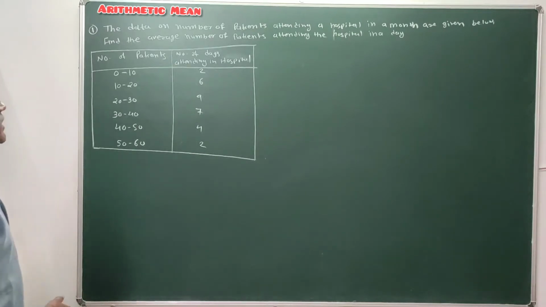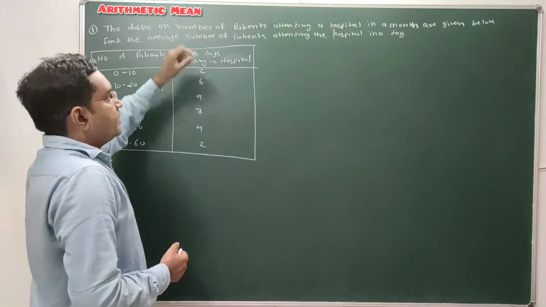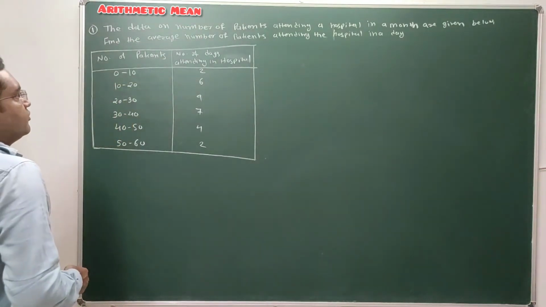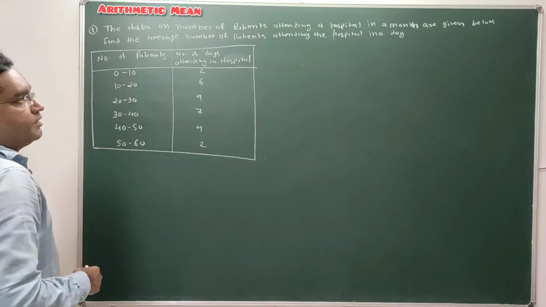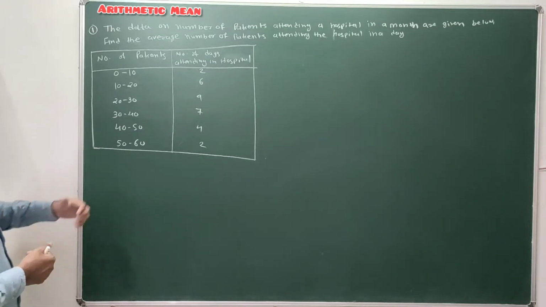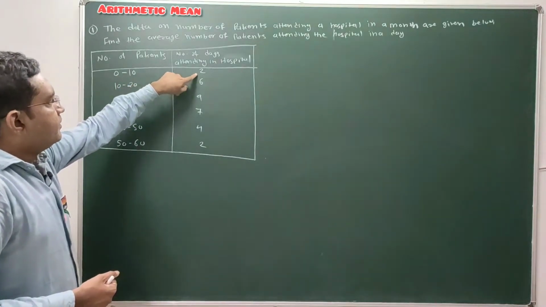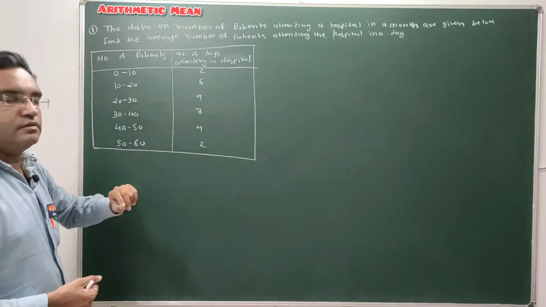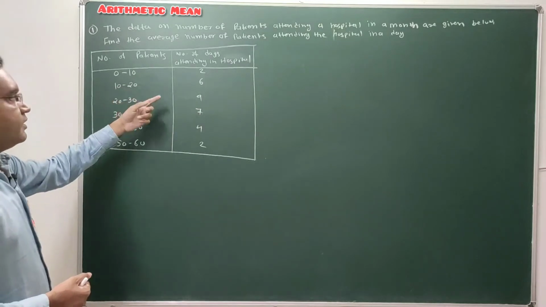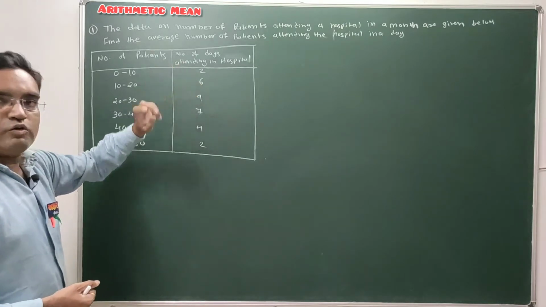Here the data on the number of patients attending a hospital in a month are given below. The data is the number of patients attending the hospital. Find the average number of patients attending the hospital in a day. Here 0 to 10 patients are attending the hospital, that means twice in a month. 10 to 20 patients attend the hospital on 6 days out of 1 month.